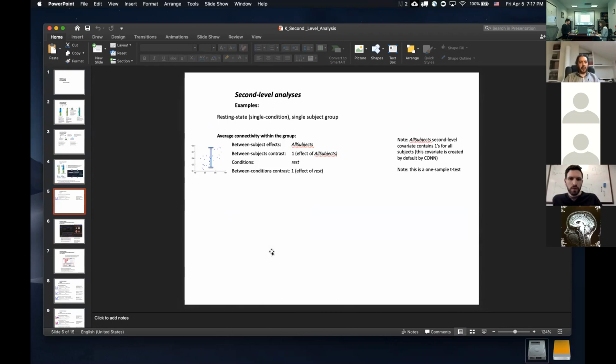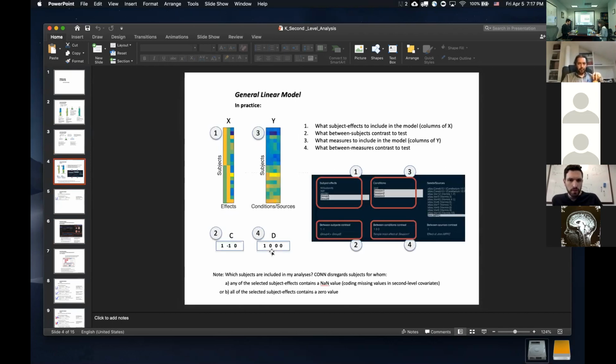Alfonso? Sorry, go ahead. Before we go forward, just a quick question about the previous slide. Mm-hmm. In there, the design matrix doesn't include a column of 1s. Right. Is that?